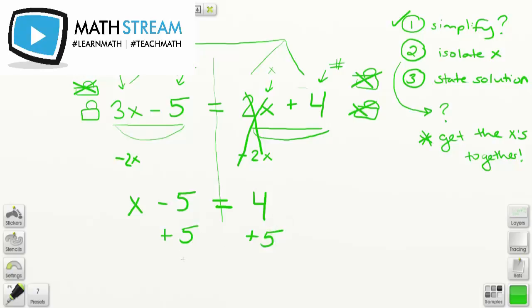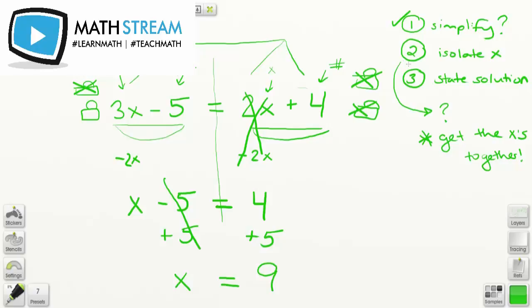Whatever we do to the left, we do to the right. That leaves us with just an x. Actually, let me not make that crossing out look like an x, just so I don't confuse people. So those undo each other. We just have x on the left, and 4 plus 5 is 9 on the right.